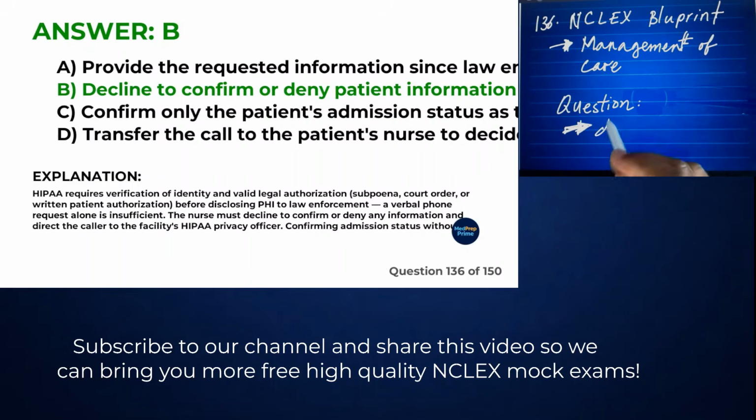Correct answer, B. HIPAA requires verification of identity and valid legal authorization, subpoena, court order, or written patient authorization before disclosing PHI to law enforcement. A verbal phone request alone is insufficient. The nurse must decline to confirm or deny any information and direct the caller to the facility's HIPAA privacy officer.